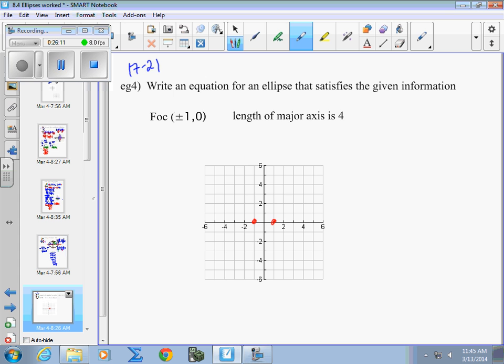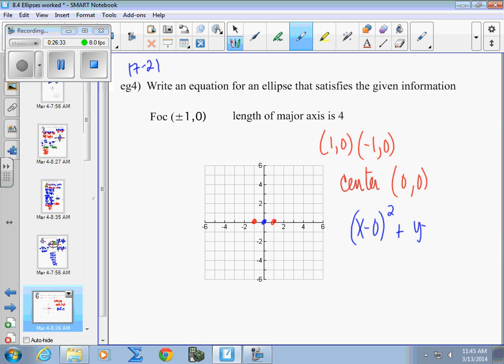In the center, it should have what? So we have (x minus 0) squared plus (y minus 0) squared. Everybody see that much? Now the question is, it says the length of the major axis is 4. So I know that that's 2a is equal to 4. So a is equal to 2. So I have 2 squared here.